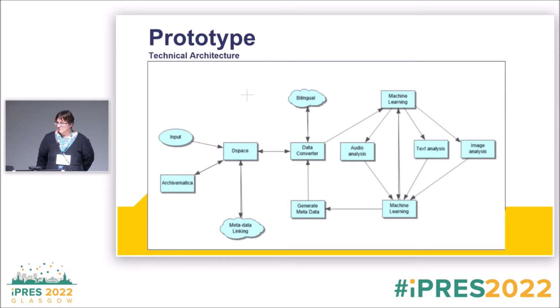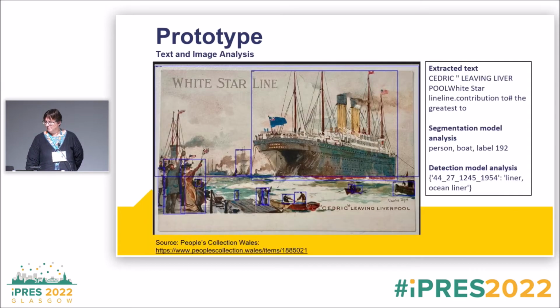The prototype is based on DSpace. Probably we haven't got as far as plugging in Archivematica, but Archivematica would probably be plugged into that. That goes to a data converter, which then does the machine learning outputs and brings that metadata back into the repository. So we did quite a lot of work around text and image analysis. You'll see here that the extracted text is not perfect yet, and the segmentation model analysis is identifying different things from the detecting model analysis.